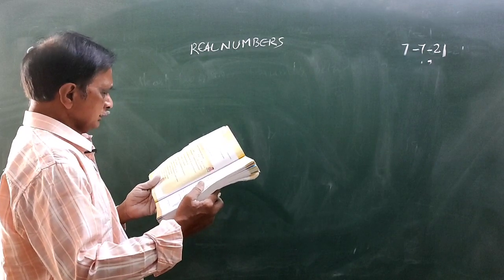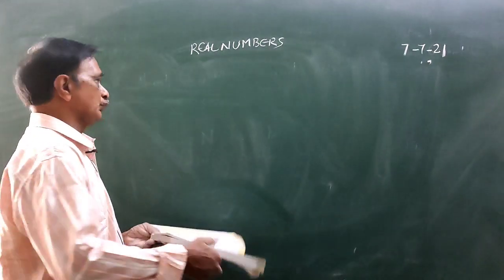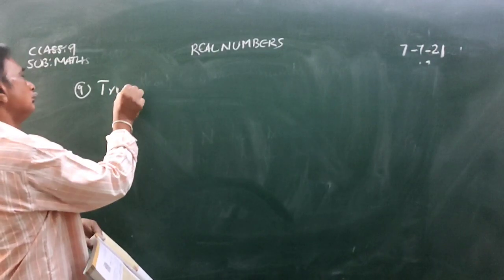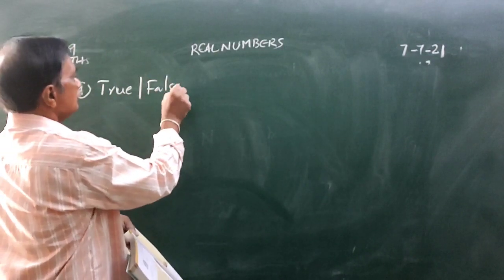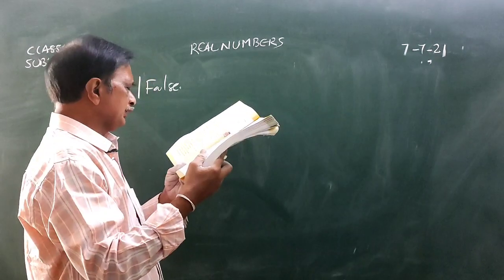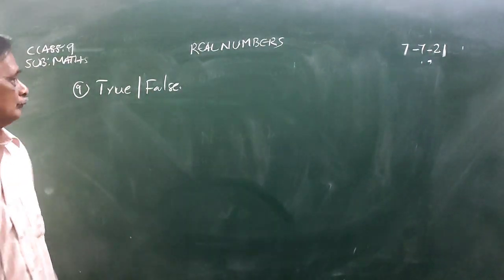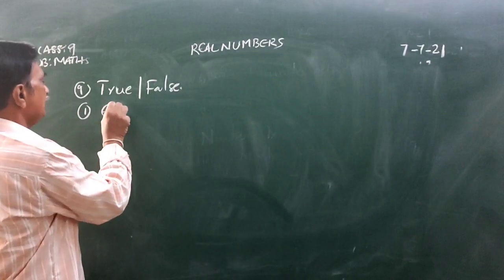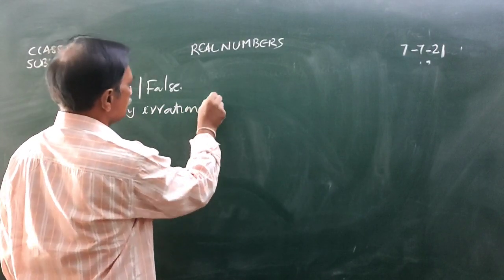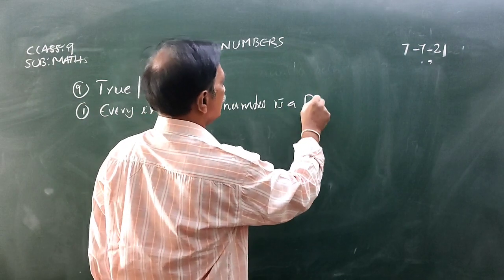Now, ninth one. State whether the following statements are true or false. Justify your answer. Every irrational number is a real number.